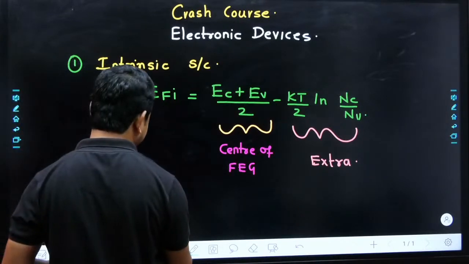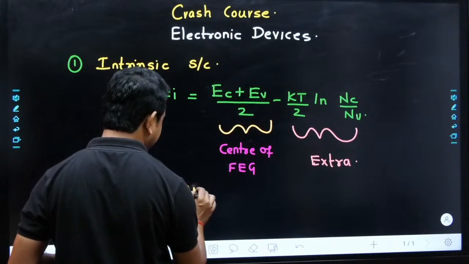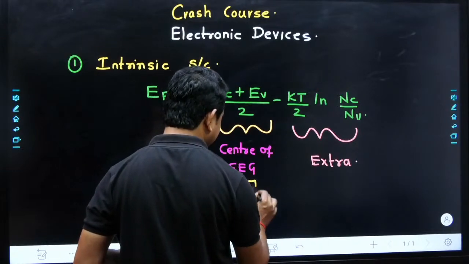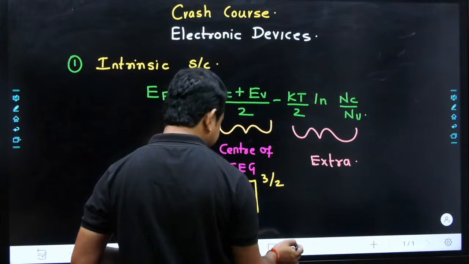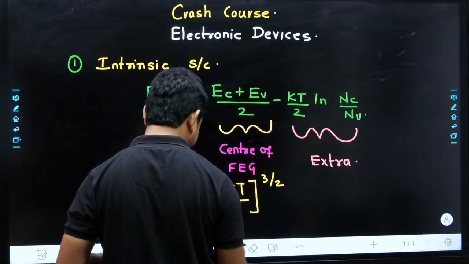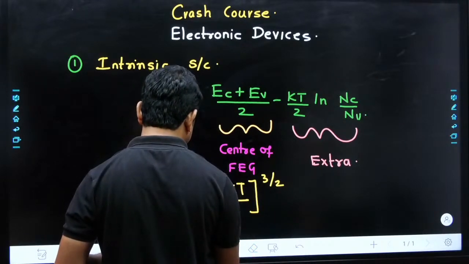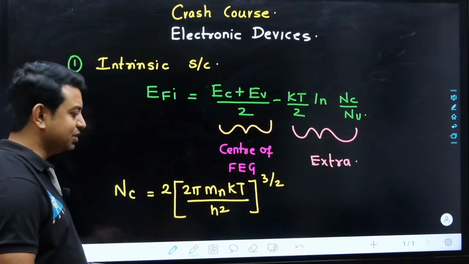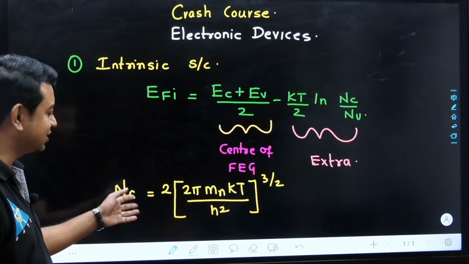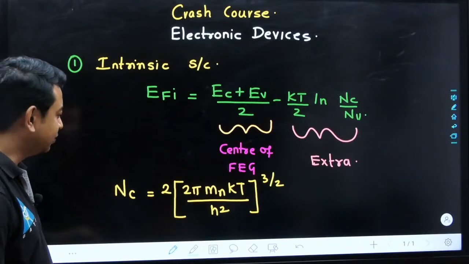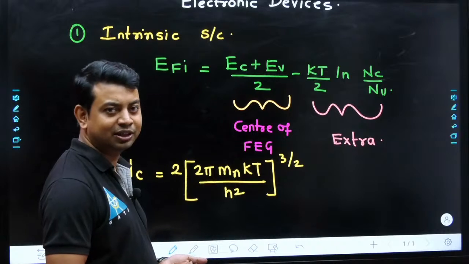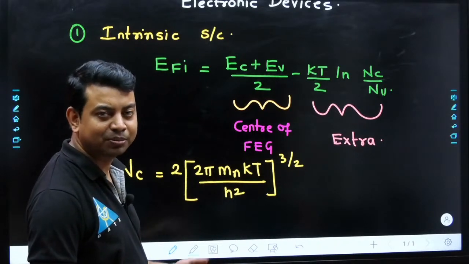So we are having the formula: Nc is equal to 2 into (2 pi mn kT divided by h square) raised to 3 by 2. This is one formula that we should know properly. Without knowing this one, we cannot deal with this particular formula. This is representing the effective states present at the edge of the conduction band, and this concept is from density of states. In this formula, 2 is a numeral value having no variables, that means this is a constant.